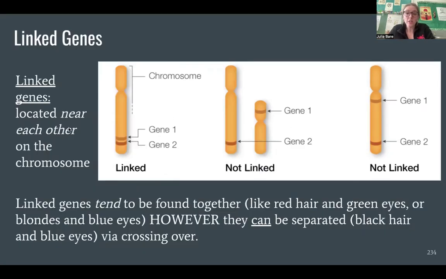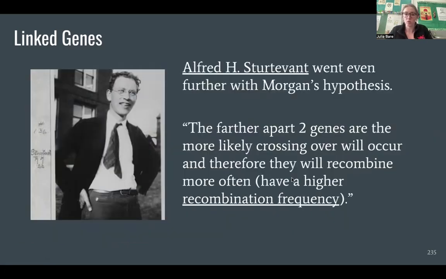Linked genes are not just found on the same chromosome. They are also found near each other on the chromosome. They tend to be found together. So these are very common traits that you are probably familiar with in your daily life. Red hair and green eyes is found close together on the same chromosome. So there's often a lot of redheads who have green eyes or hazel eyes. This is true for blonde hair and blue eyes as well. However, they can be separated, and this is how you can get black-haired individuals with blue eyes via crossing over.